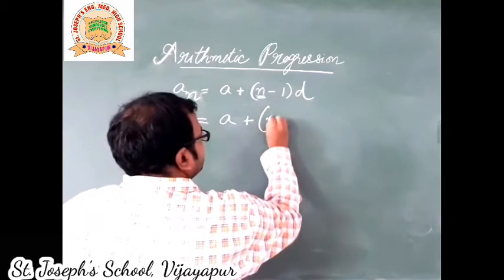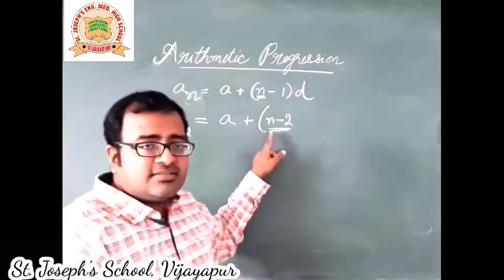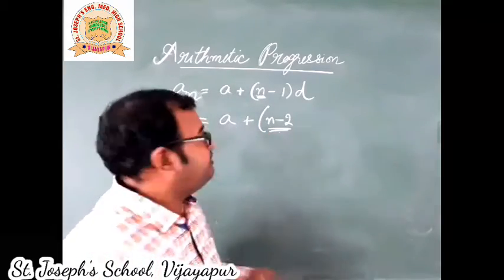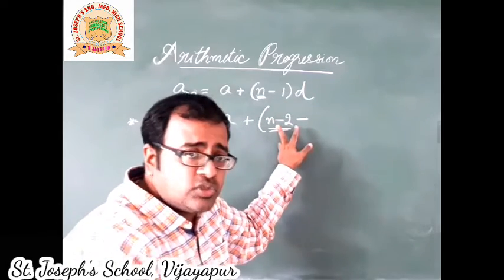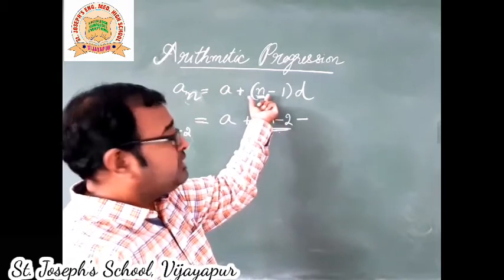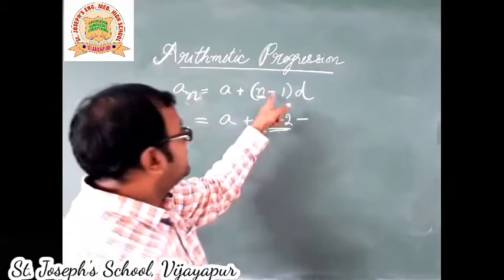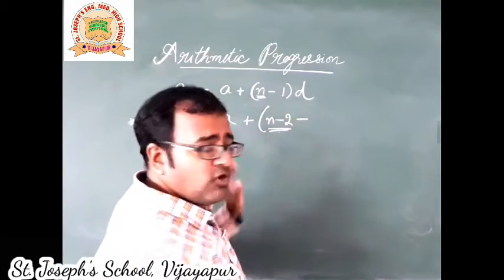So n will be replaced with n minus 2. This is n minus 2. See, this underlining I am doing to highlight. There is no rule that you have to underline. Minus this. See, there are two minus signs here, two negatives. This one is n minus 2 replaced instead of n. Okay? This another minus is from here. What do you see? These two are the same, one and the same.